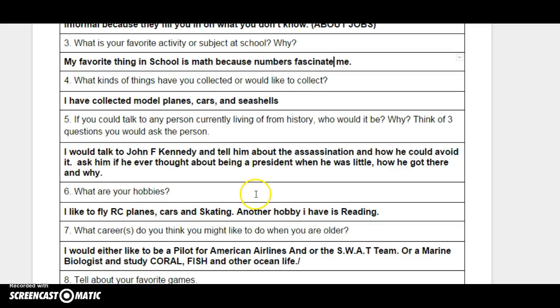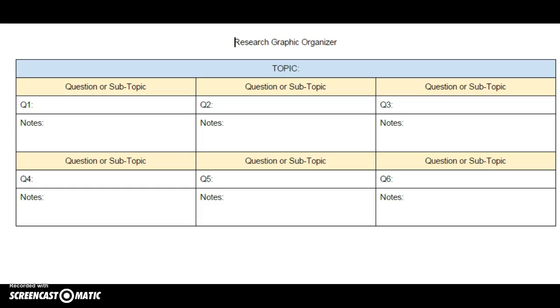So I want you to look at your research interest survey. I want you to pick something off your research interest survey that isn't too broad or too narrow, and that will become your research topic. It's something that you're already interested in. Alright, so then after you look over your interest survey, you'll go to the next document. You will go to the Research Graphic Organizer.